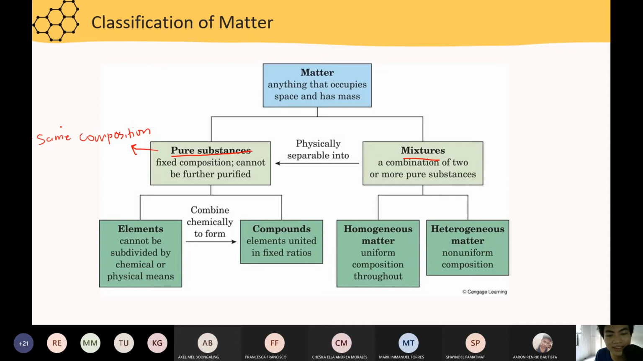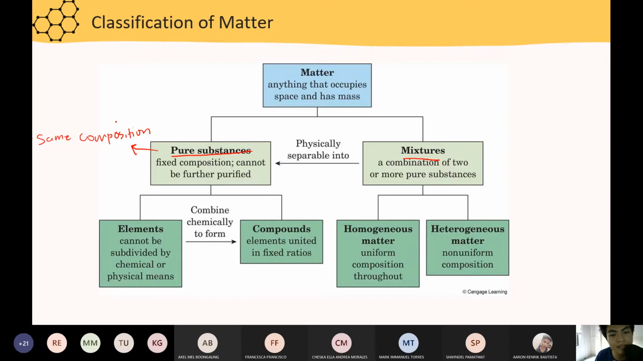Kasi yun na yun eh. Siya na yung simplest form ng ating substance eh. So, yun yung pure substance. It has the same composition all throughout. So, ibig sabihin, kung H2O yan, H2O yan lahat. Kung yan ay ethanol, ethanol yan lahat. Kung yan ay sodium chloride, sodium chloride yan lahat. So, that is an example of pure substance.